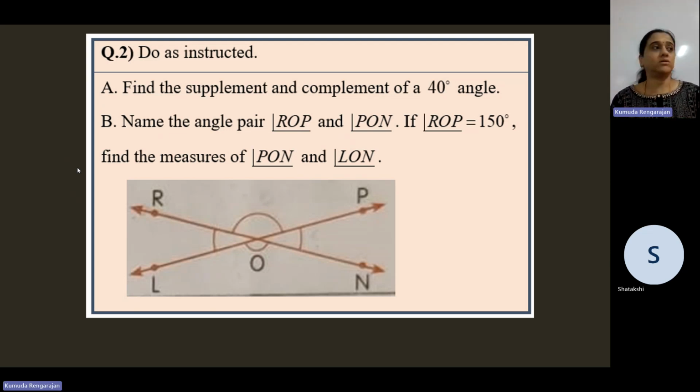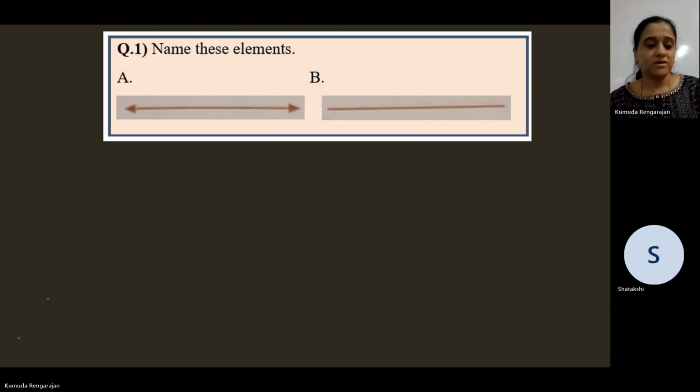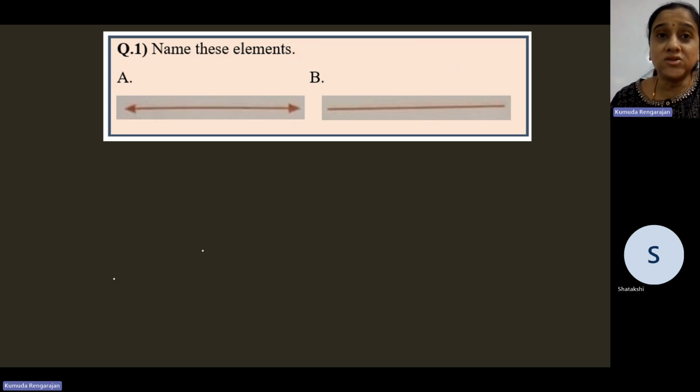So what do you remember about vertically opposite angles? Let me first check if you remember how to identify vertically opposite angles. When are two vertically opposite angles formed? Correct. So vertically opposite angles are formed when two lines intersect at a point.